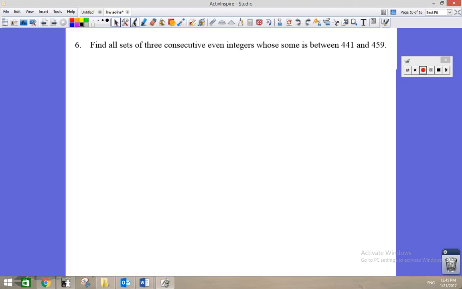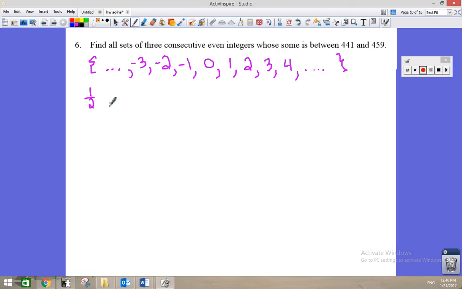So first of all, make sure you understand what the set of integers are. The set of integers could be negative numbers like -3, -2, -1. It could be 0, or it could be positive numbers, 1, 2, 3, 4, 5, and so on. Fractions are not integers. 1/2 is not an integer. The square root of 2 is not an integer. Pi is not an integer.